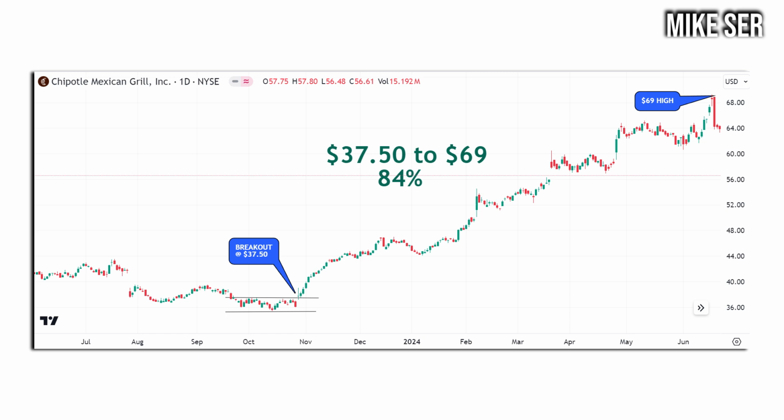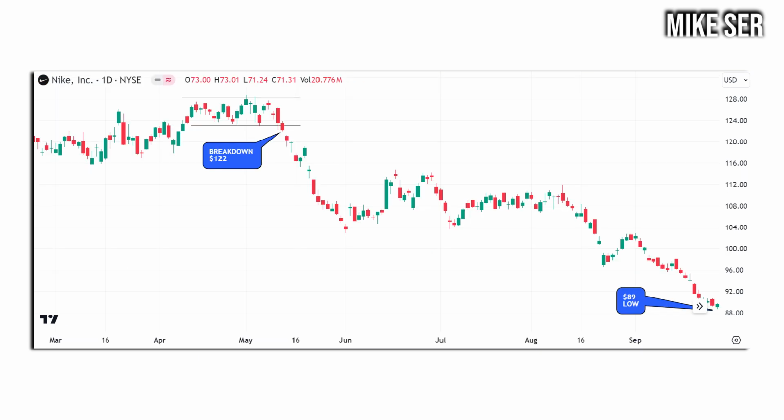and continuing higher. Now, on this chart here, you can see the stock Nike, symbol NKE. The stock was trading in a tight price range between $123 and $128 for the most of April and May 2023. Then on May 11th, the price broke down of its range at $122 and went much lower. Now, over the next 5 months, it went as low as $89 or 27% from the breakdown price.